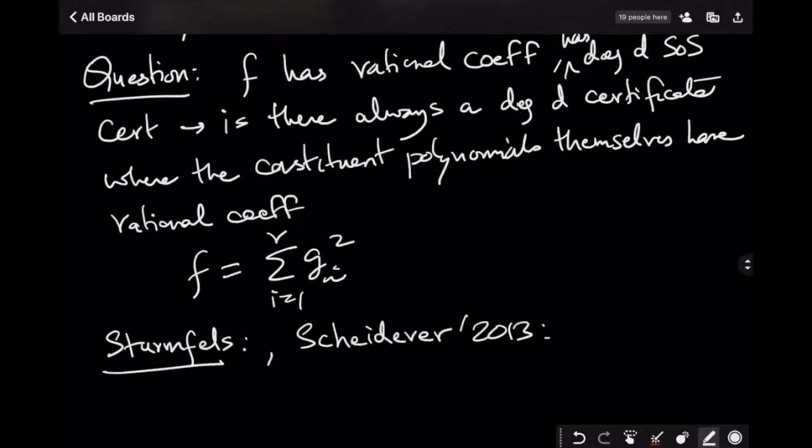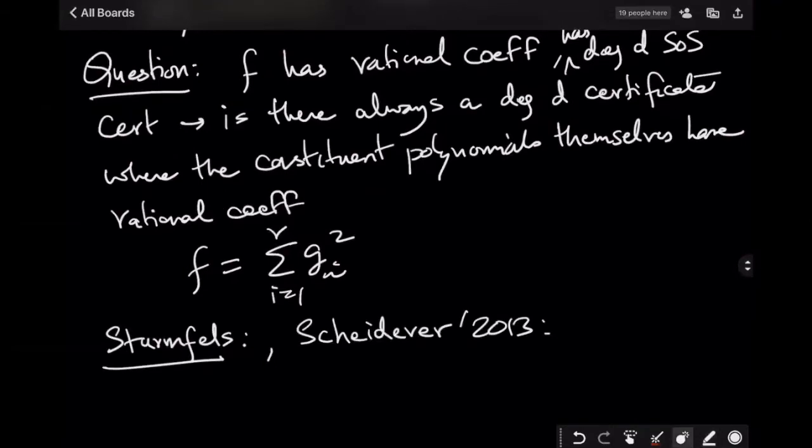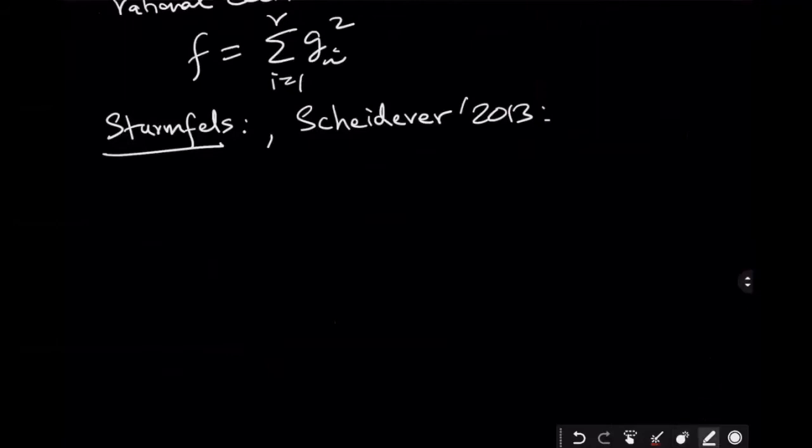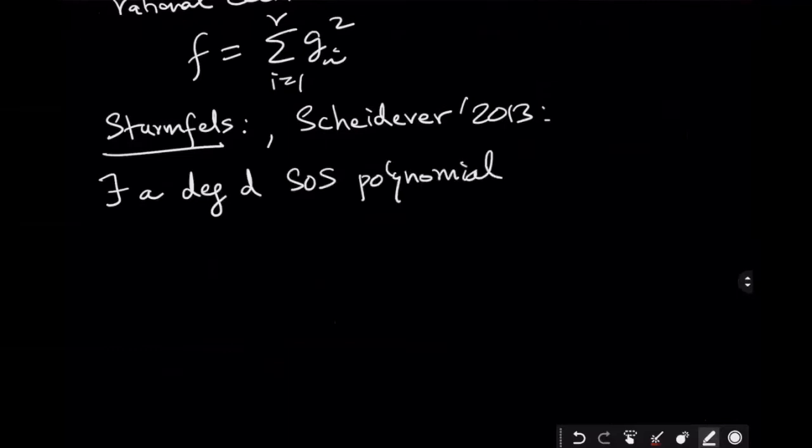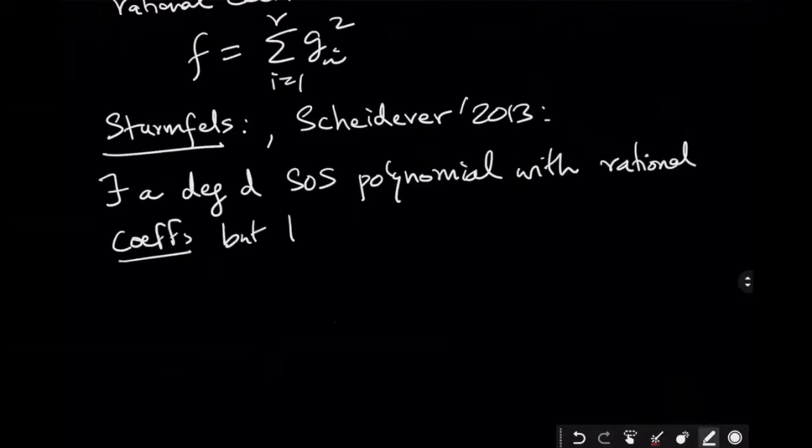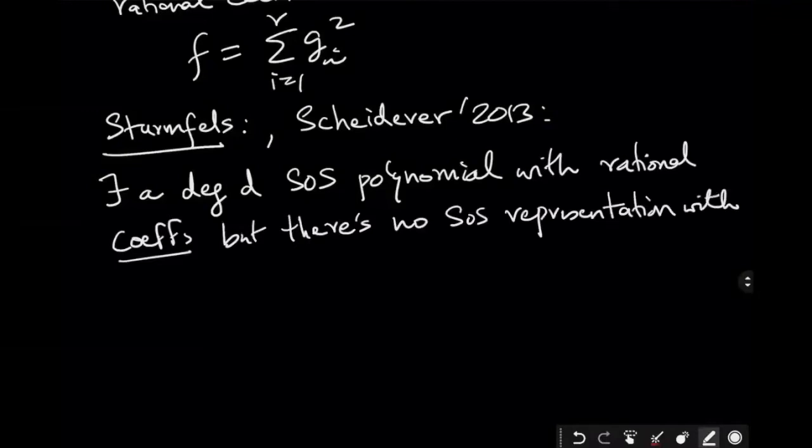And Scheiderer proved that, in fact, such a representation does not exist. So what he proved was that there exists a degree d sum of squares polynomial, so the polynomial itself has rational coefficients, but there is no sum of squares certificate, of whatever degree, not just degree d, no sum of squares representation with rational coefficients.